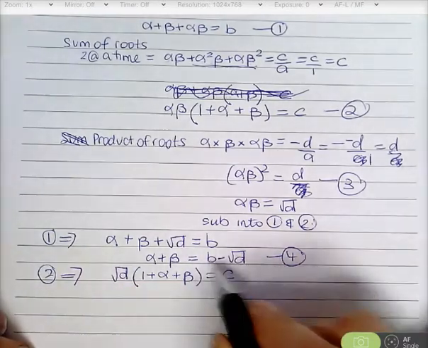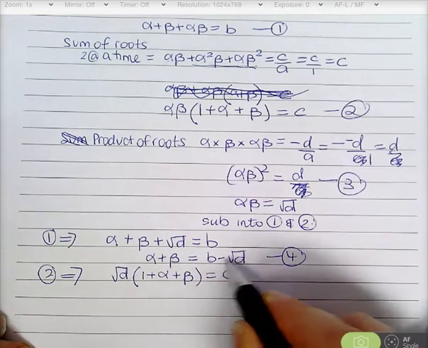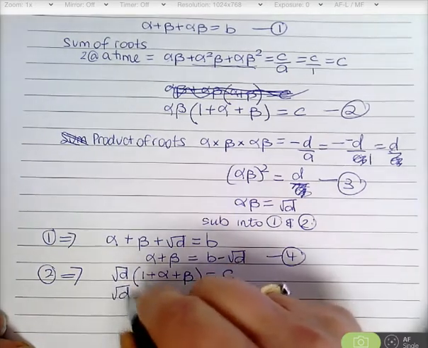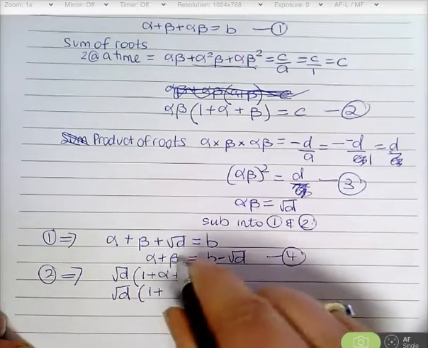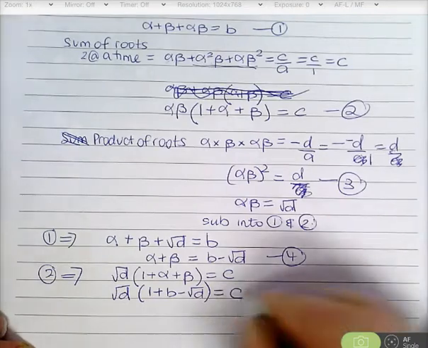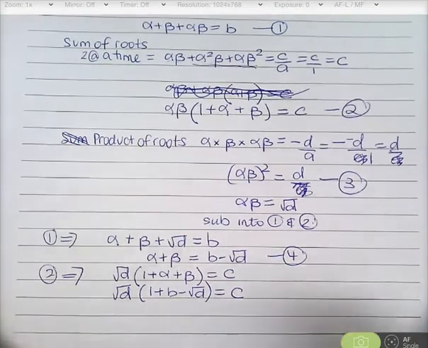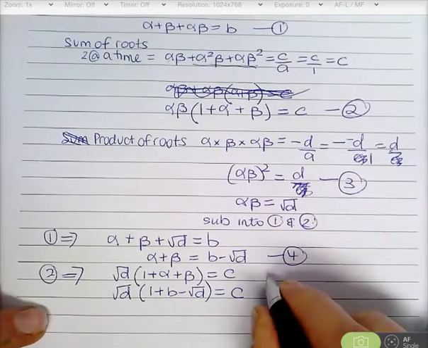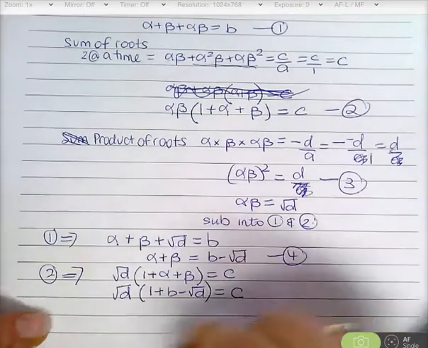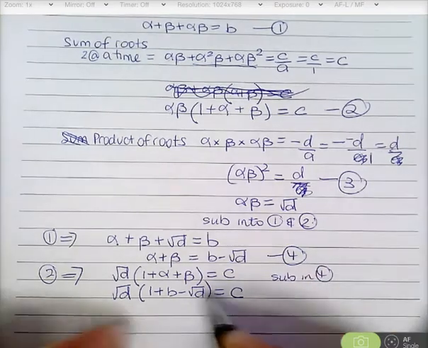Now we can see from equation 4 that alpha plus beta is b minus square root of d. So I'm going to substitute that in. So we get 1 plus alpha plus beta is b minus square root of d, and that equals c. So notice we've just eliminated all of the alpha and betas. So what we've just done there is sub in equation 4, okay, into that.